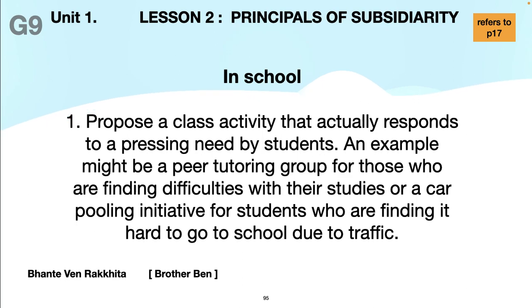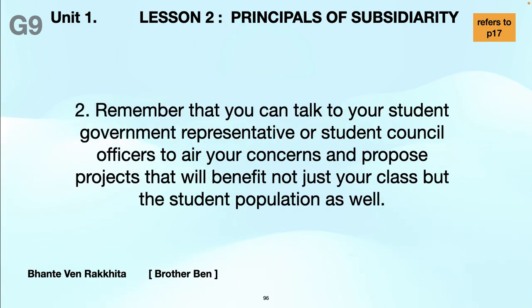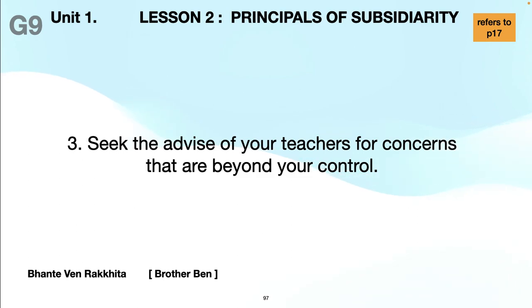In school, 1. Propose a class activity that actually responds to a pressing need by students. An example might be a peer tutoring group for those who are finding difficulties with their studies, or a carpooling initiative for students who are finding it hard to go to school due to traffic. 2. Remember that you can talk to your student government representative or student council officers to air your concerns and propose projects that will benefit not just your class, but the student population as well. 3. Seek the advice of your teachers for concerns that are beyond your control.